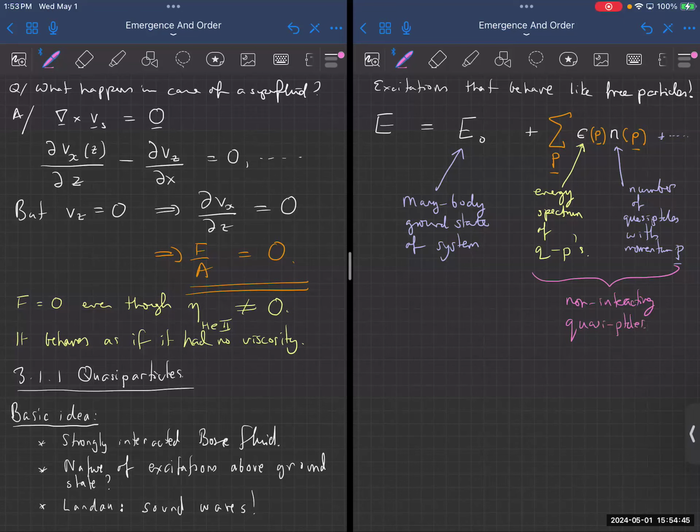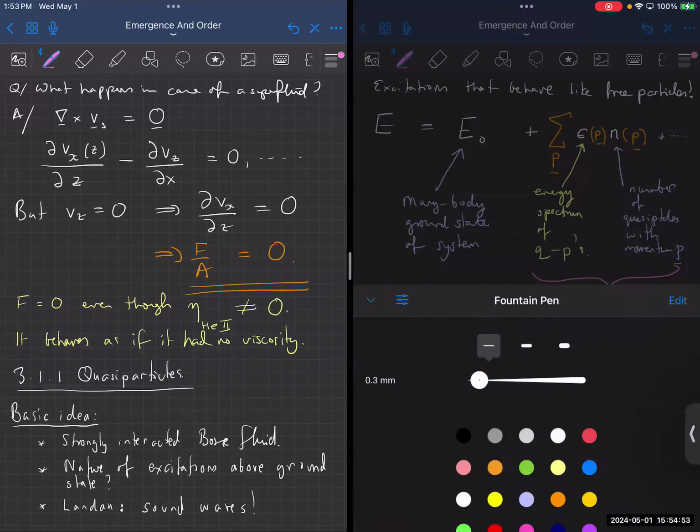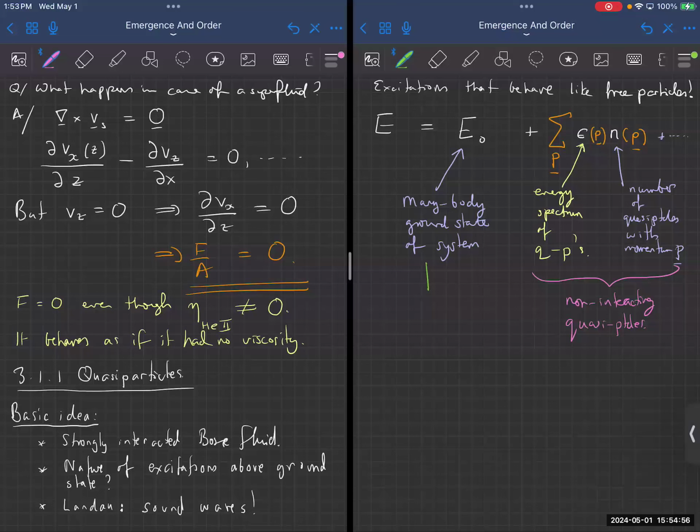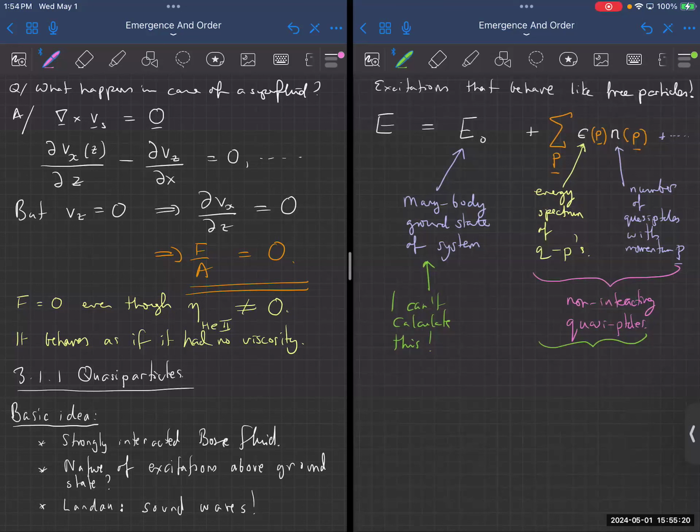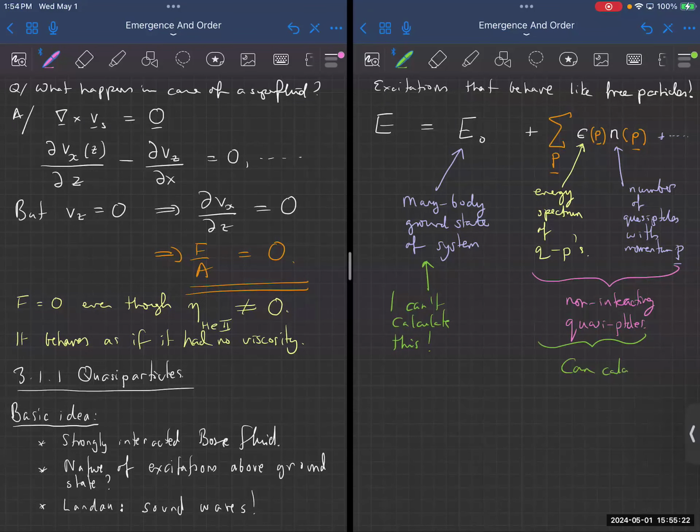Now, this is magic. I've got a strongly interacting many-body system. I can't calculate anything worth a damn about it. So what Landau's brilliant idea was, is I can't calculate that, but I can calculate small excitations above that state. So you look at the difference between the actual energy and this, and it is of this form. So this you can calculate. And that's what we're going to do next.